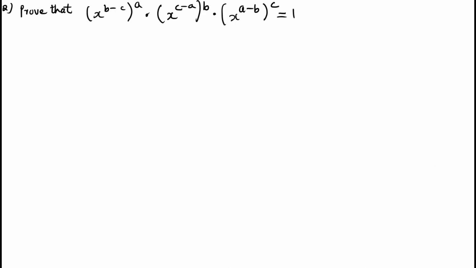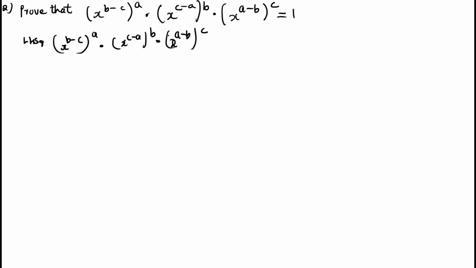See the next question. Prove that x to the power b minus c, the whole to the power a, into x to the power c minus a, the whole to the power b, into x to the power a minus b, the whole to the power c, equal to 1. Here consider the LHS of the problem, that is x to the power b minus c to the power a into x to the power c minus a to the power b into x to the power a minus b to the power c.